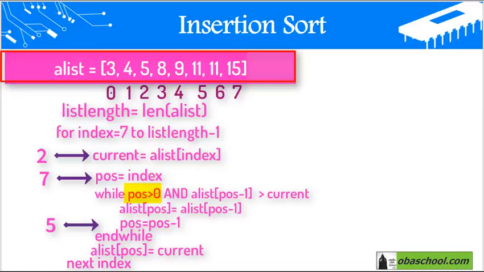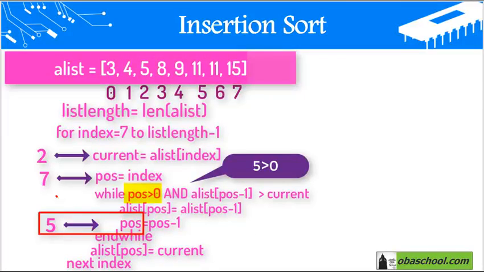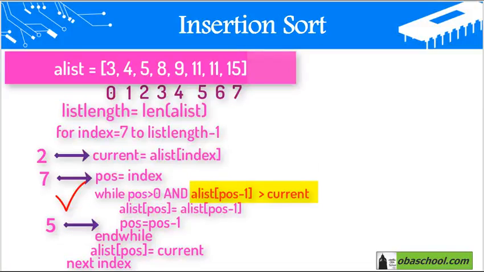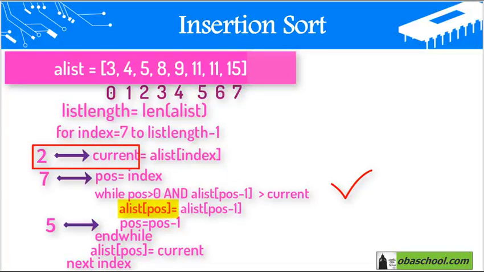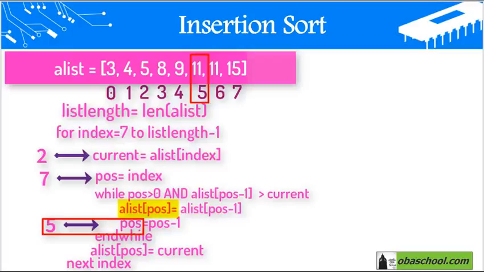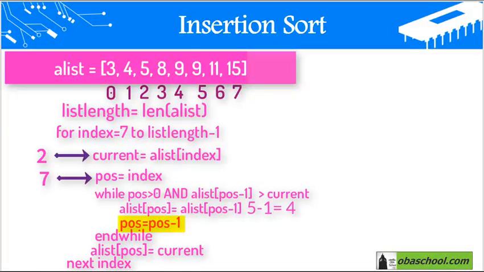While pose, which is 5 greater than 0, this condition is true, and a list 5 minus 1, which is 4. The value on index 4 is 9. Is 9 greater than the current that is 2? It's correct. We will put now on index 5, which is a list 5, equal the value found on index 4, which is 9. And then we will change the value of the variable pose by making pose equal 5 minus 1. Now the new value of pose is 4.